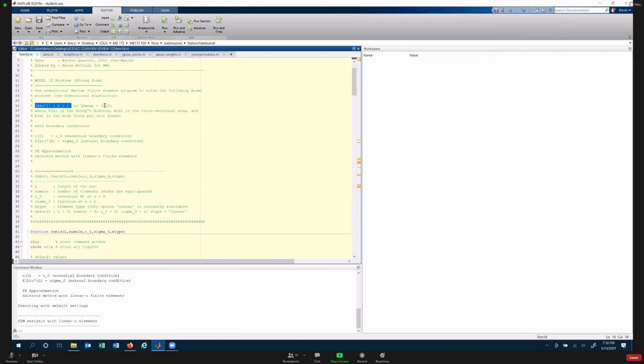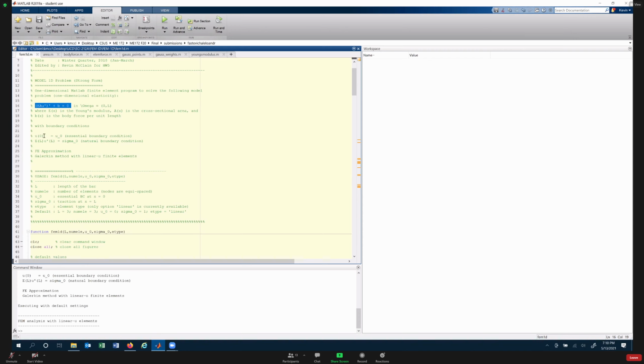Omega is my boundary or my domain from 0 to L, so it's just a line, 0 to L. E of x, I'm defining as the Young's modulus, and A of x is the cross-sectional area, and b of x, as we've talked about, is the body force per unit length.